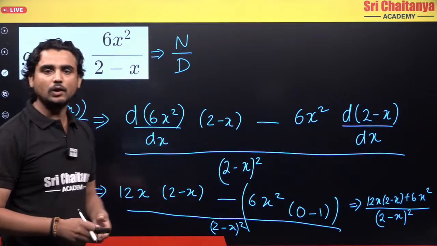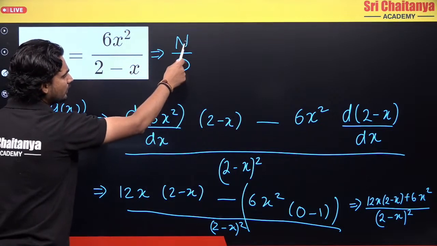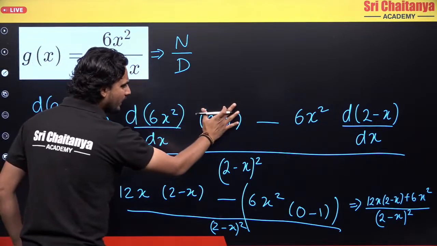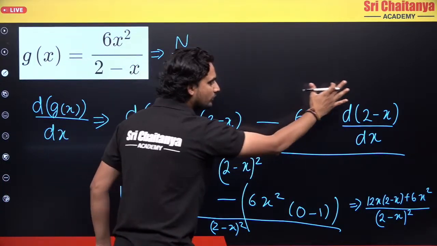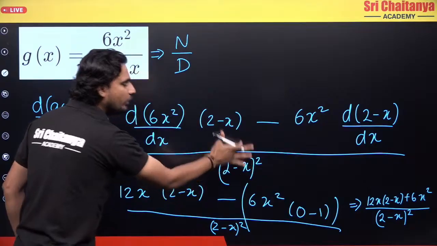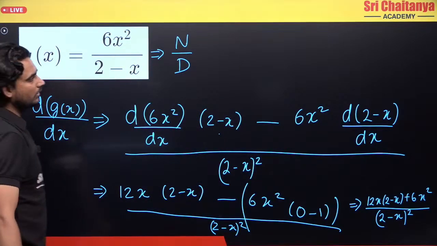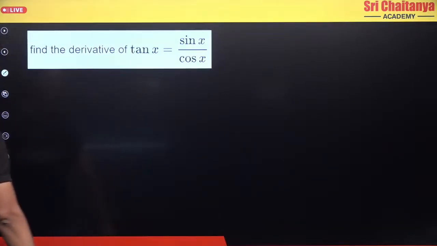If you have any doubt, I'll repeat again: first of all you look at the numerator, you differentiate the numerator, you keep the denominator as it is, minus, then you keep the numerator as it is and you differentiate the denominator, upon denominator square. Okay, clear? So this is the way you can remember this. Okay, I have one more question.